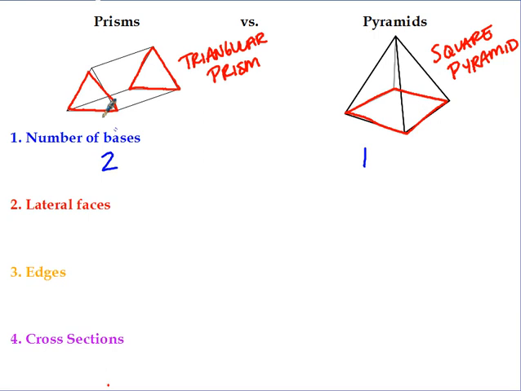Now, lateral faces. That's talking about all of the other faces that are happening. So between the 2 triangle bases, I can see I have rectangles. I have 1 rectangle there, 1 on the bottom, and 1 over on that side. So these are rectangles. But in a pyramid, my other faces are all triangles because they're all coming to a point. So I have a triangle happening on each base. So in a pyramid, your lateral faces are triangles.